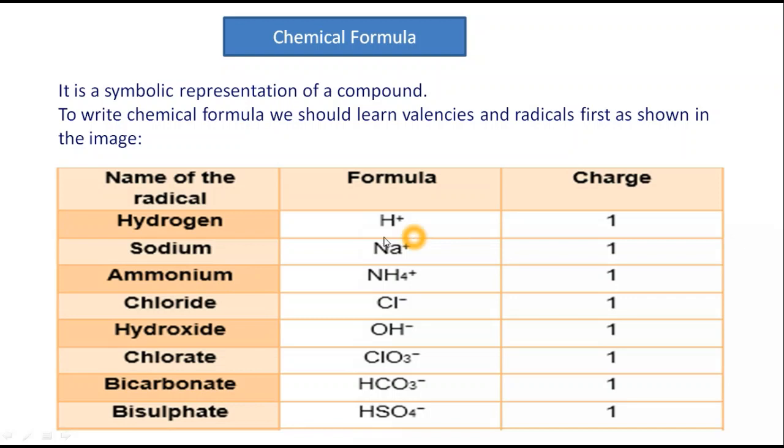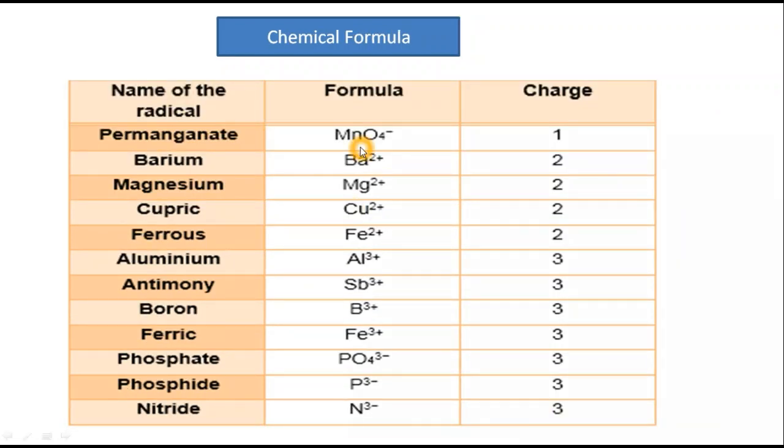Hydrogen, you know the formula would be H positive, 1 unit of charge. Sodium, Na positive, again 1 unit of charge. Ammonium, NH4 positive. Chloride ion, that is Cl negative. Or hydroxide, OH negative. Chlorate, ClO3 negative. Bicarbonate ion, that is HCO3 negative. Bisulfate ion, that's HSO4 negative, 1 unit of charge. We have permanganate, that's MnO4 negative. Barium, Ba2 positive. Now see, barium is a simple ion, but this permanganate is a compound ion, it's a radical.